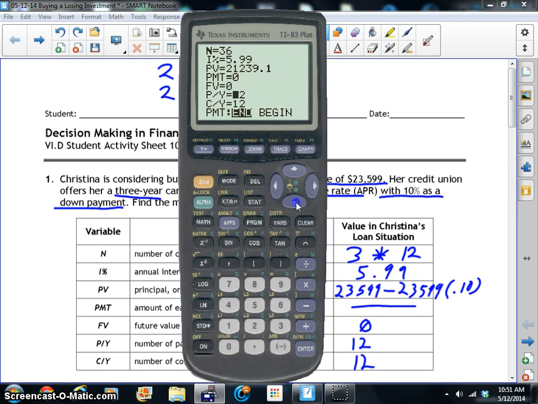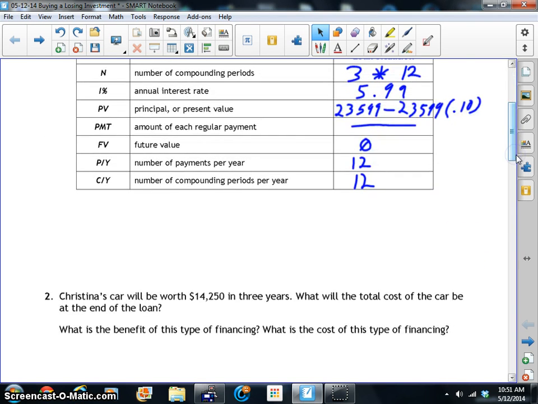So now let's find out what our payments are. Remember to have it in the end mode. We need to have this in the end mode. And second, enter. So it's $646.03. Well, probably 4 cents, so $646.04. So that's our monthly payment.